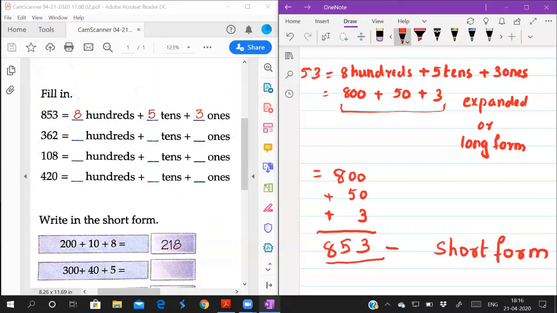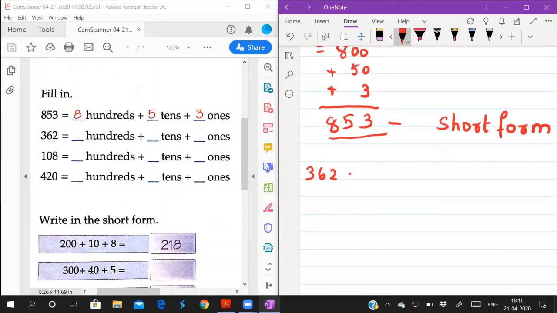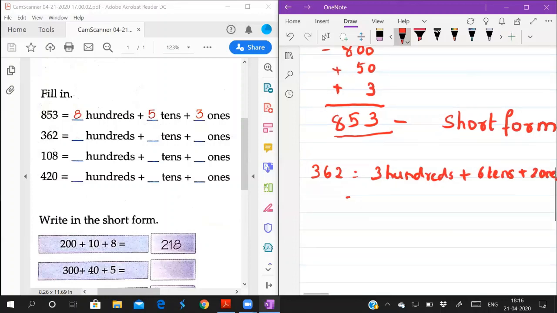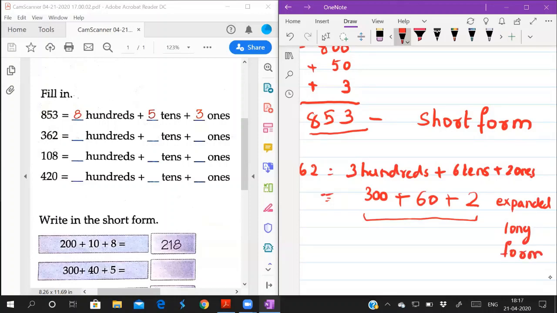One more example I am going to give for you. 362. Same way we have to do. 300 + 6 tens + 2 ones. 300 means 3 × 100, 300, plus 6 tens means 6 × 10, 60, plus 2 × 1, 2. This is called expanded form or what we call long form. And if we add these three numbers, 362, that is called short form.